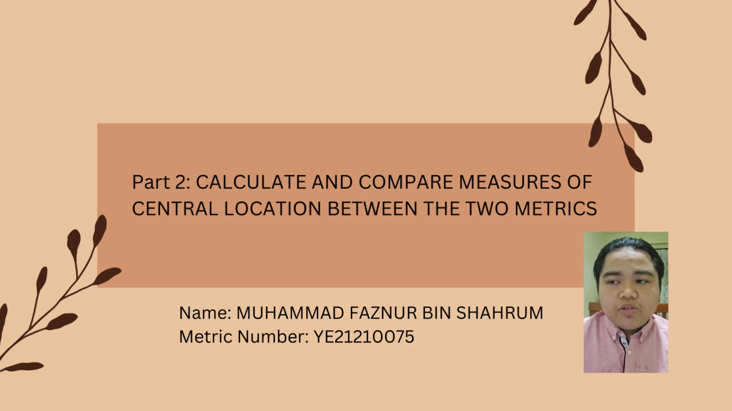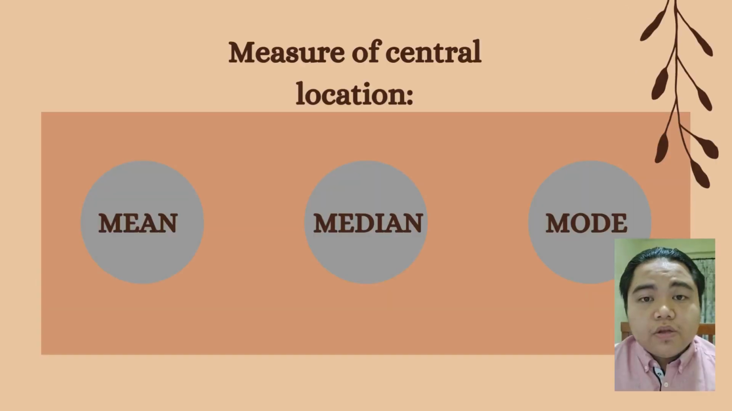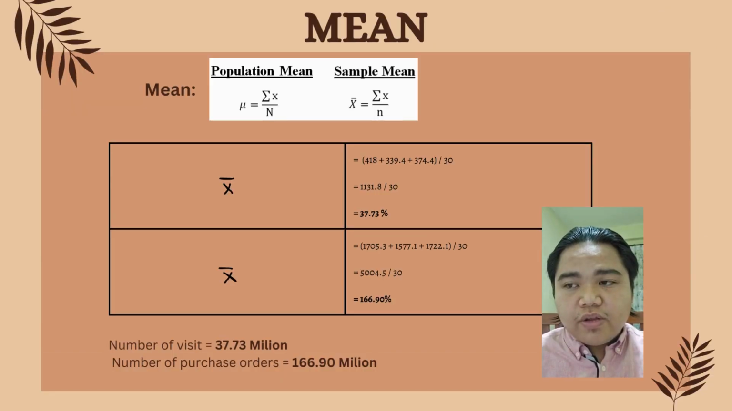Today I will present group assignment part 2: calculate and compare measures of central location between the two metrics. I will use three measures of central location, which are the mean, median, and mode. The first measure of central location is the mean. The mean has two formulas: the sample mean and the population mean.